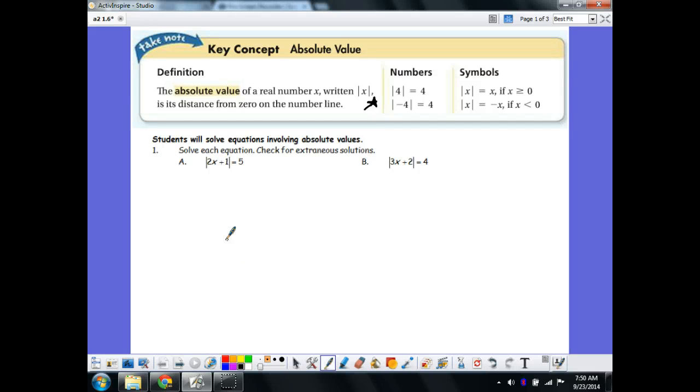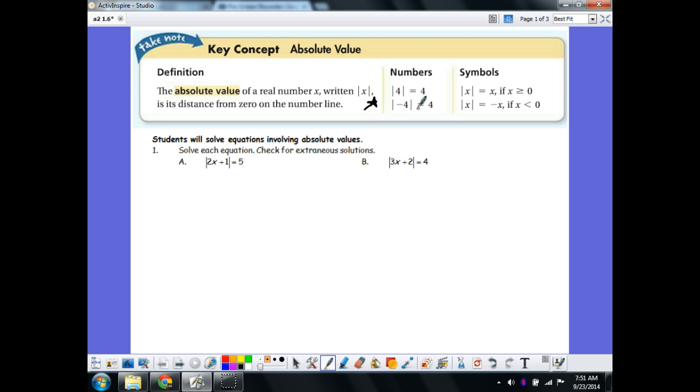This lesson focuses on solving equations that have absolute values in them, and to get started we're just going to review what absolute value actually means. The absolute value of any real number is that number's distance from 0 on a number line. That's why the absolute value of 4 is 4, because 4 is 4 units away from 0, and the absolute value of negative 4 is also 4, because negative 4 is 4 units to the left of 0. That's why whenever you find the absolute value of a number, you never get a negative value. It's always non-negative.